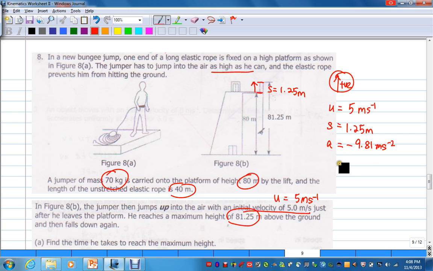Which equation can I use? Okay, good. I should be using s equals ut plus half at squared. No? Okay, then what equation should I use? There's one more piece of info that you actually have. What do you know about the maximum height? At the maximum height, the velocity is actually 0. That's why the jumper is not going up any higher.